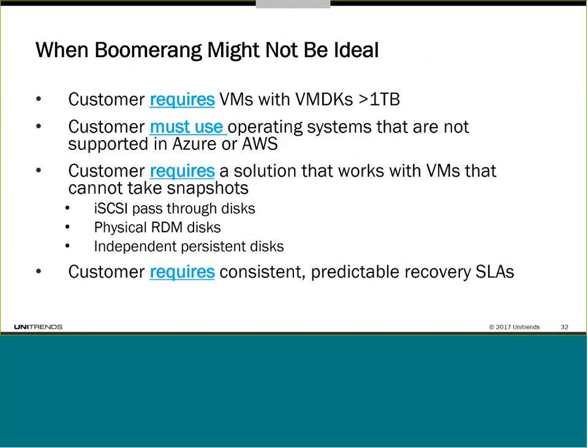And if you require consistent, predictable recovery SLAs, Boomerang might not be the good solution for that either, because Boomerang is a really inexpensive solution to get data up and do the migration and have the one-step failover and failback. But it's hard to predict the SLAs. It's hard to predict how long it will take to actually remodel a VM. It's all going to be dependent on size.